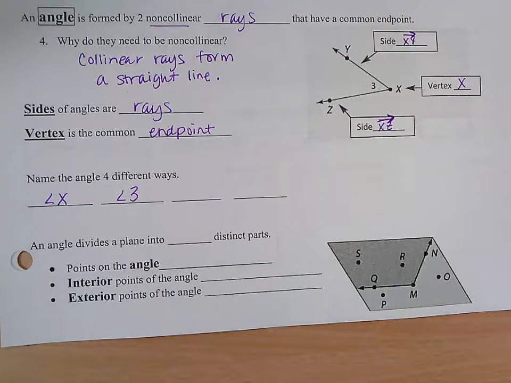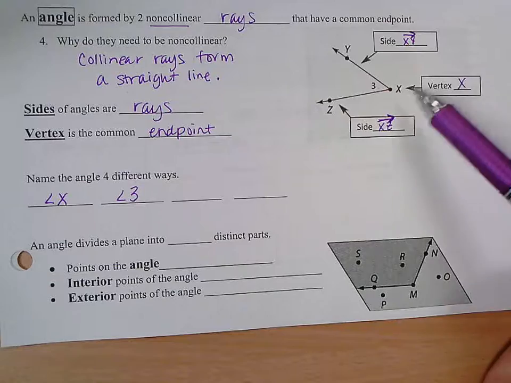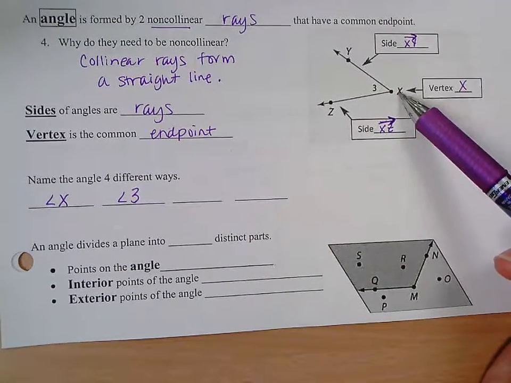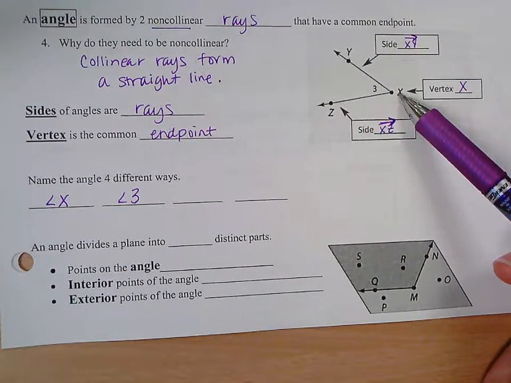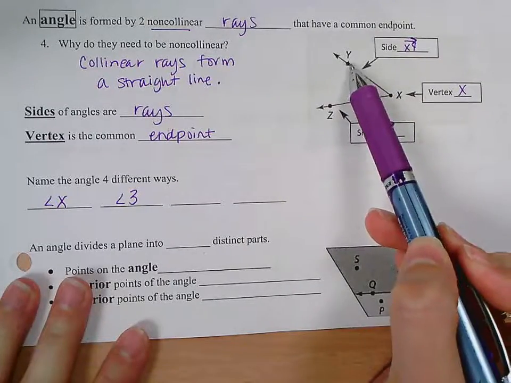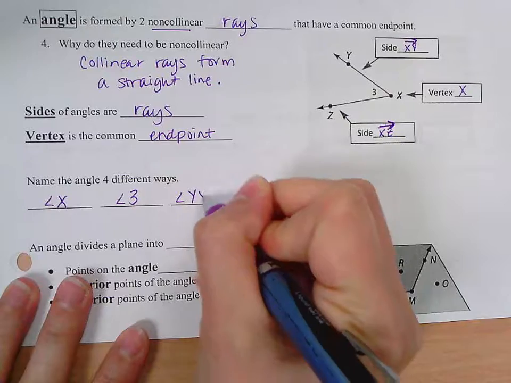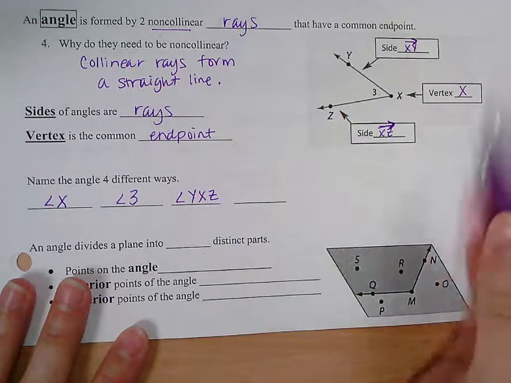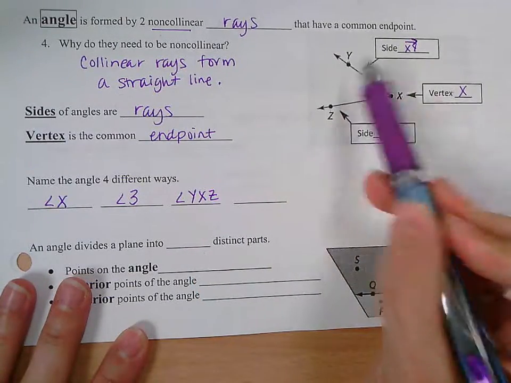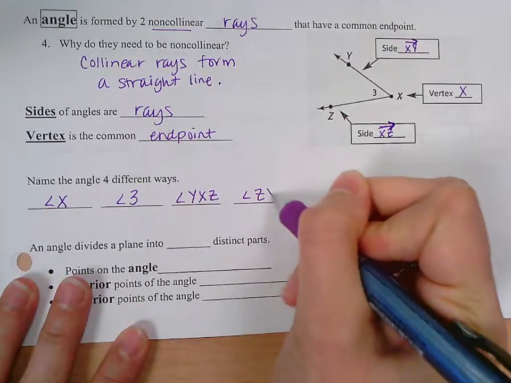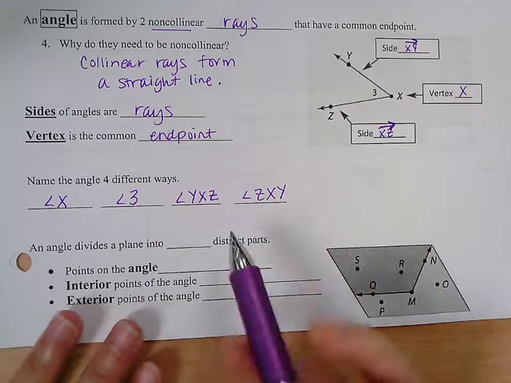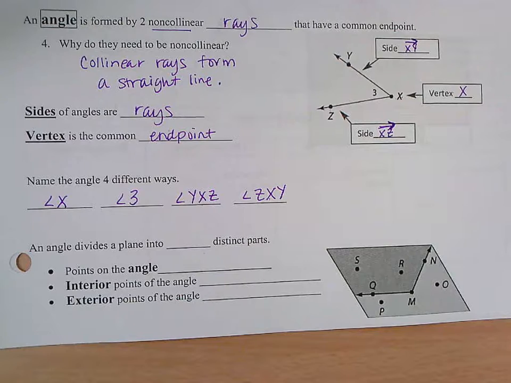You can also name an angle with 3 letters, with 3 points. When you name it with 3 points, the vertex has to be in the middle. It has to be the second letter that you write down. So I could call this angle YXZ, or ZXY. But again, for both, that X, that vertex, has to be in the middle.